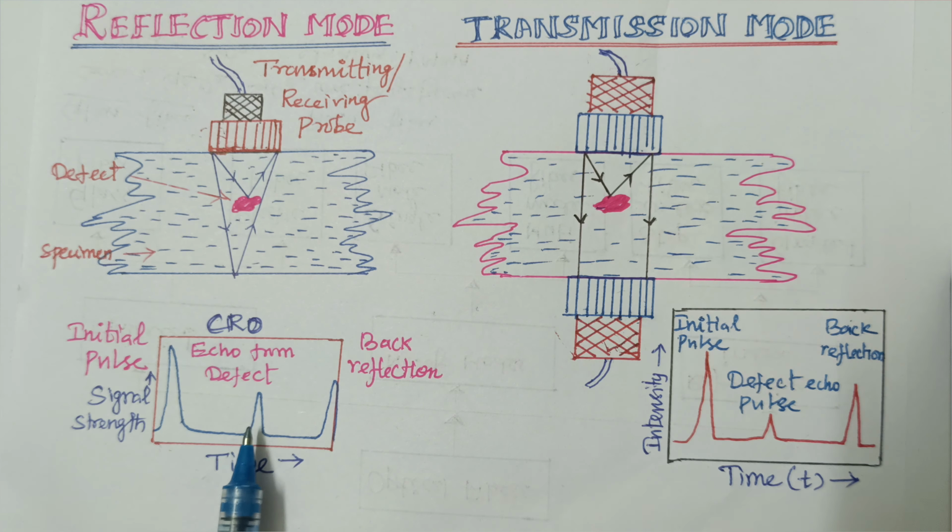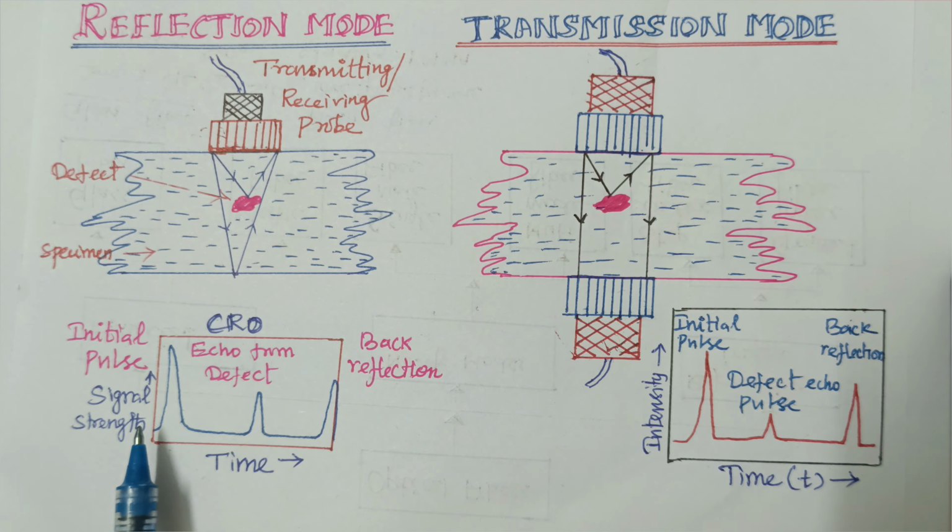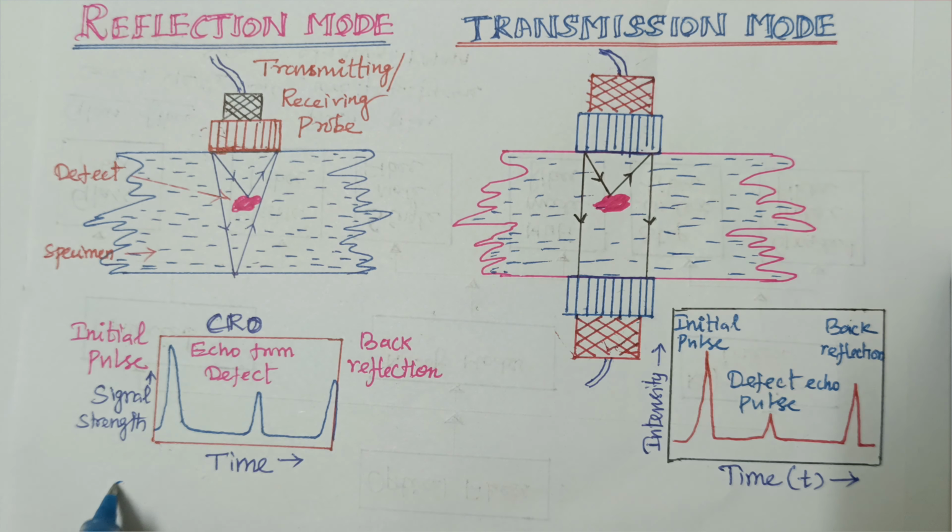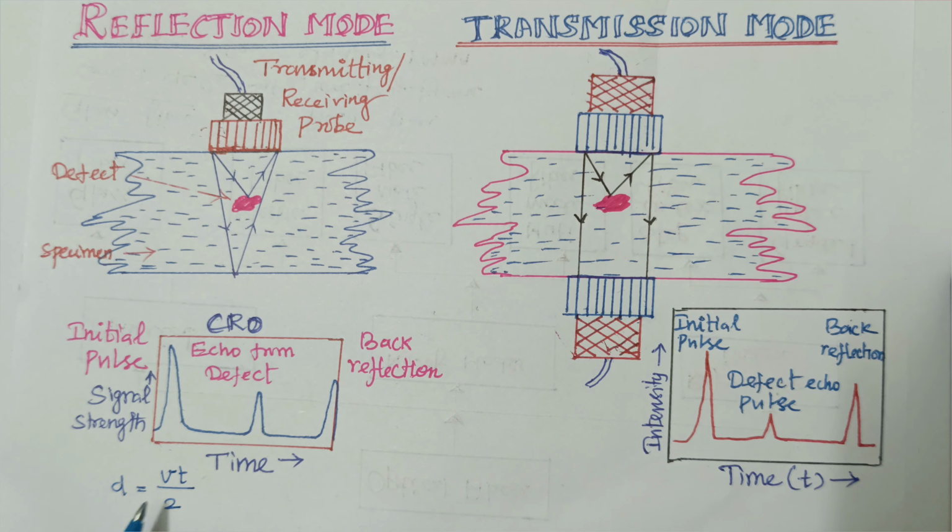The defect echo pulse is in between the initial pulse and the back echo pulse. This is the initial pulse. If there is no defect inside the material, you will get only the back echo pulse. From this pulse you can determine the depth of the defect by the formula D = Vt/2. Here V is the velocity of sound, t is the time interval, and divided by 2.